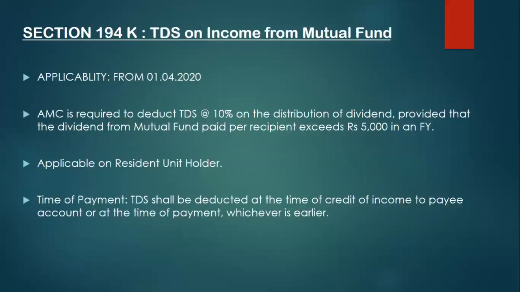Now coming to TDS under section 194K. Section 194K is a new section added by Finance Act 2020. In case of dividend payment by asset management company to unit holders, TDS shall be deducted at the rate 10% if amount of dividend exceeds Rs 5,000. This section is applicable on resident unit holder.